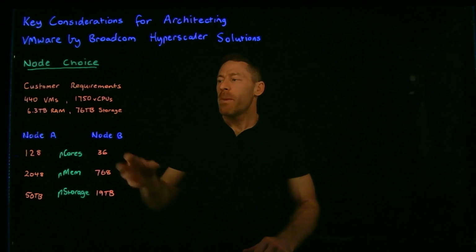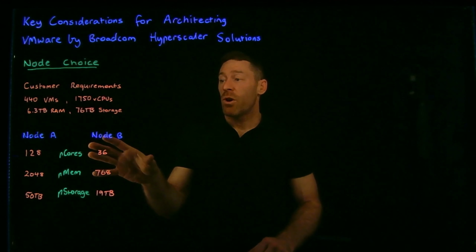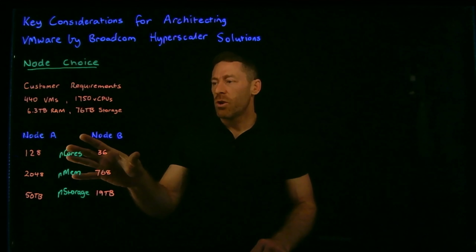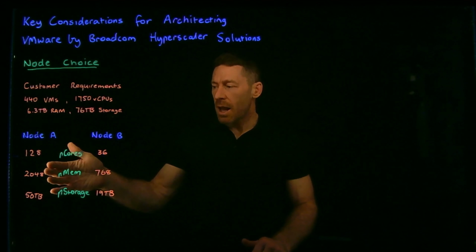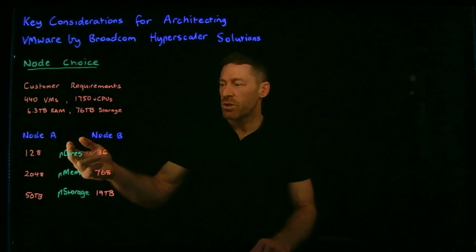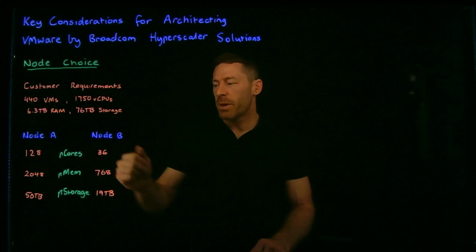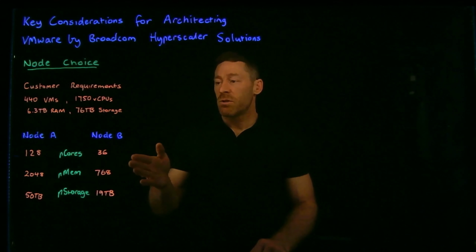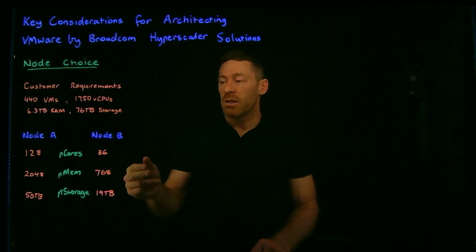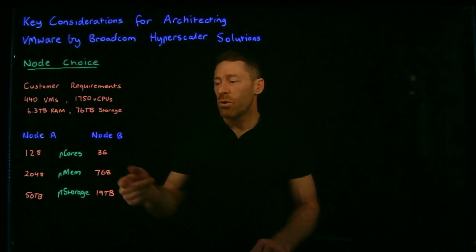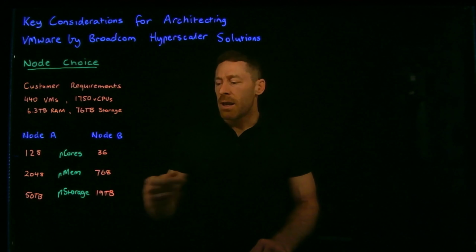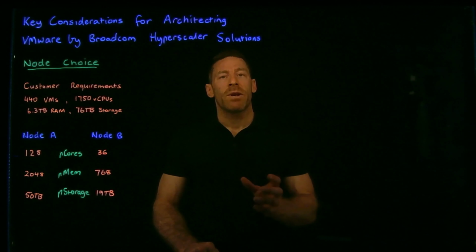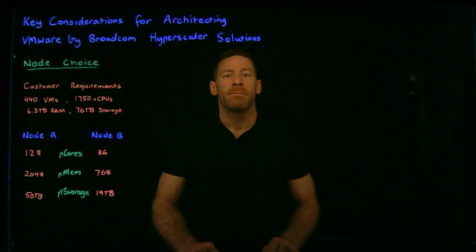Okay, let's now talk about the different node choices that we've got for this example. So we've looked at our customer requirements and we've got these two node choices. One is a scale up, which is quite a large node, which has got 128 cores, 2 terabytes of memory and 50 terabytes of physical storage capacity, versus node B, which is significantly smaller at 36 physical cores, 768 gig of memory and 19 terabytes of physical storage. Let's see how these translate into cluster sizes.